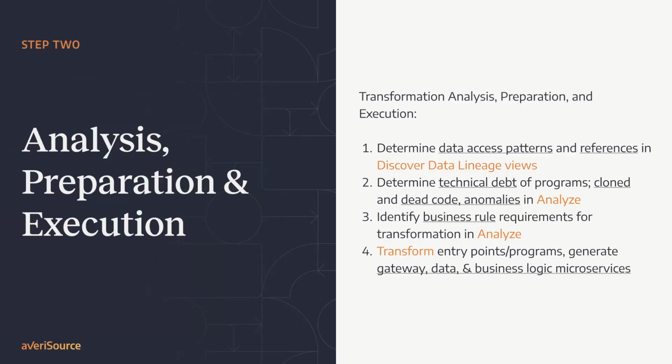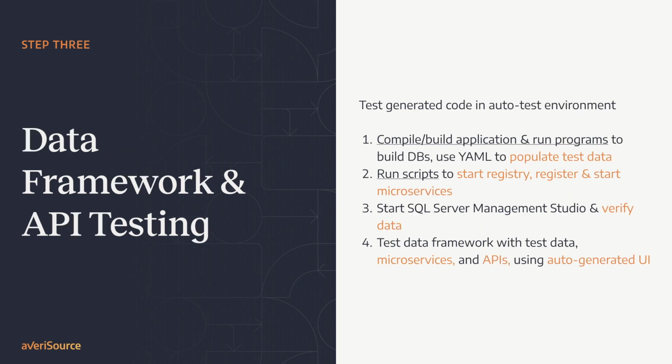So what we've done is we've gone through now and eliminated our business logic, verified the business rules, and generated code to test. Now we need to go into the data framework and API testing. We can build the code that was generated, build the databases. We create YAML files for those configurations, and we also generate test data, fake test data, to populate into the databases so that you can immediately test that data framework.